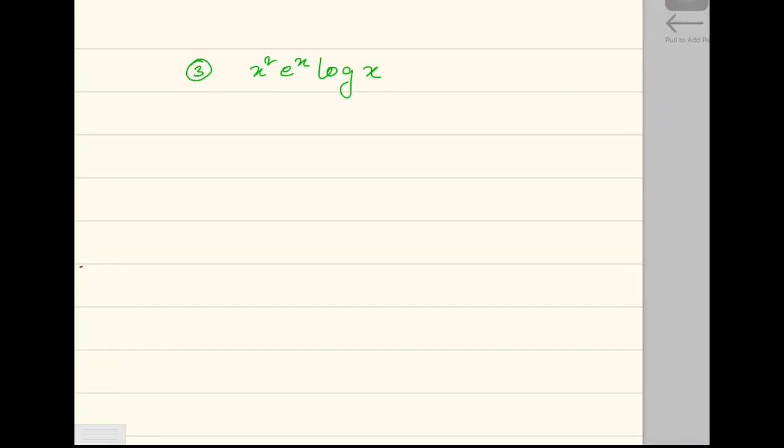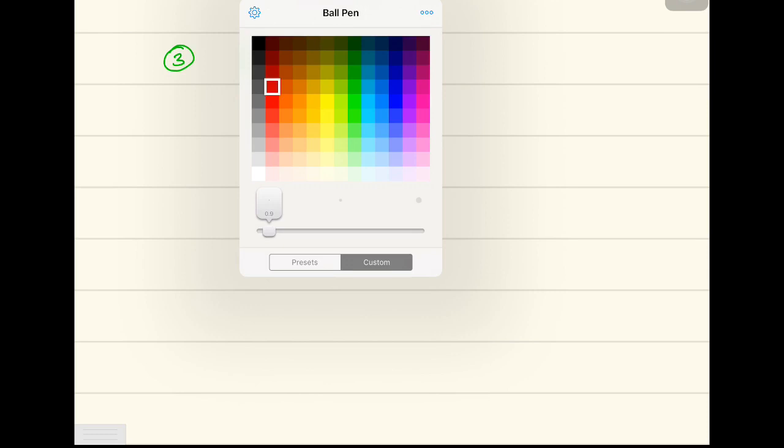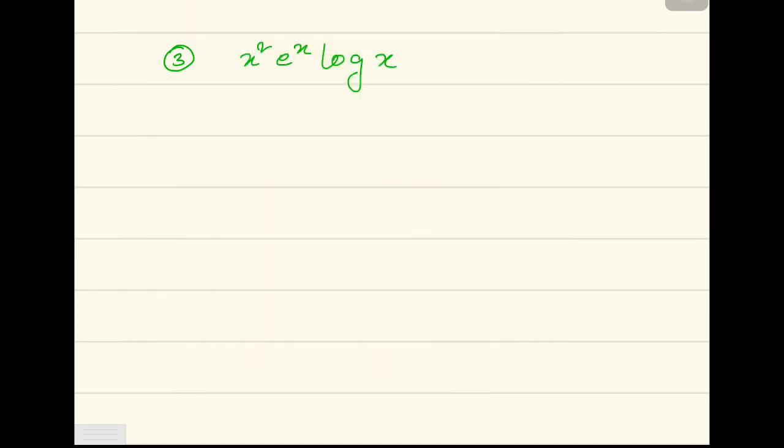The third one, here we have x square e^x log of x. Okay, let me do it with green color itself. So how would you do this? So d/dx, first I need to apply the operator to x square e^x and log x. So here I see there are three things multiplied together, isn't it, everyone? Check this out. Yes, so there are three functions multiplied together.